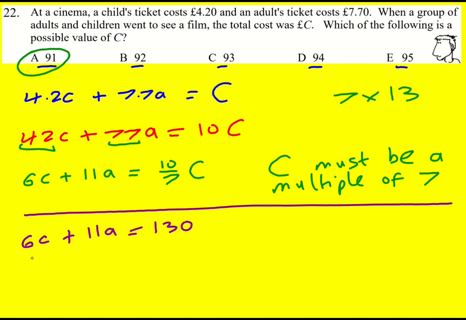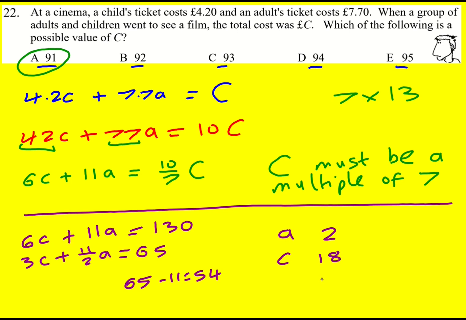And then I'm going to divide through by 2 because that's a common factor for 6 and 130 to give me 3c plus 11 over 2a is equal to 65. And that means that a has to be a multiple of 2. So let's just now try different values. So let's say a is equal to 2. Then I would do 65 minus 11 to give me 54. And then divide by 3 to work out the number of children. And that will be 18. So that will work. Okay, so actually we're done.